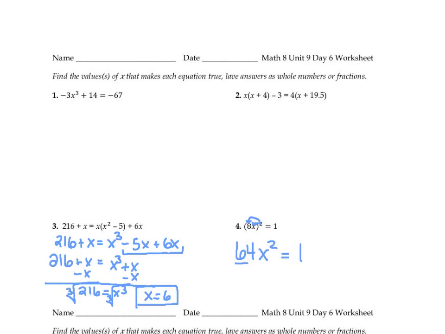I know I need to have the x squared alone, so I'm going to divide both sides by 64, and I'm going to leave that as a fraction, because if I have a fraction, when I take the square root, I think it's much easier for me to find those roots. Remember, when I square root something, I get a positive or negative answer, and square rooting the top, the square root of 1 is just 1, and the square root of 64 is 8.